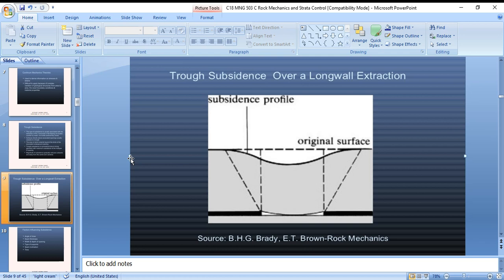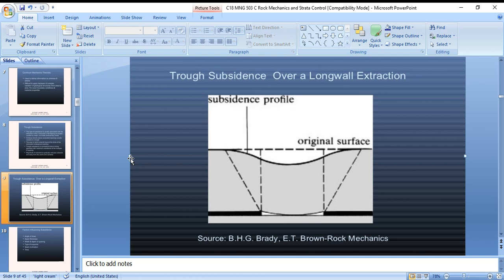The angle of draw is defined as the angle between the vertical and the line connecting the limit of excavation to the point of zero vertical surface displacement, which may be indistinct because it depends on the precision with which the pin survey is made.